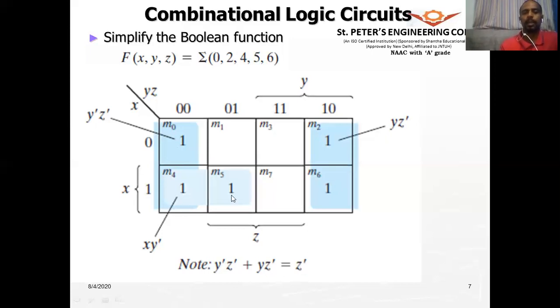Similarly, there is one left here, so this has to be clubbed with something. It cannot be clubbed with this, nor with this, nor with this, but it can be grouped with this, because this is the only adjacent square for this M5. So when you club these two, what is changing the state? Y remains as Y complement and Z is changing from 0 to 1, so Z will be eliminated. When you club this, it is X Y complement. So you have one term, and another term for these four combination, which is Z complement. Therefore the function is now reduced to F equals Z complement or XY complement.